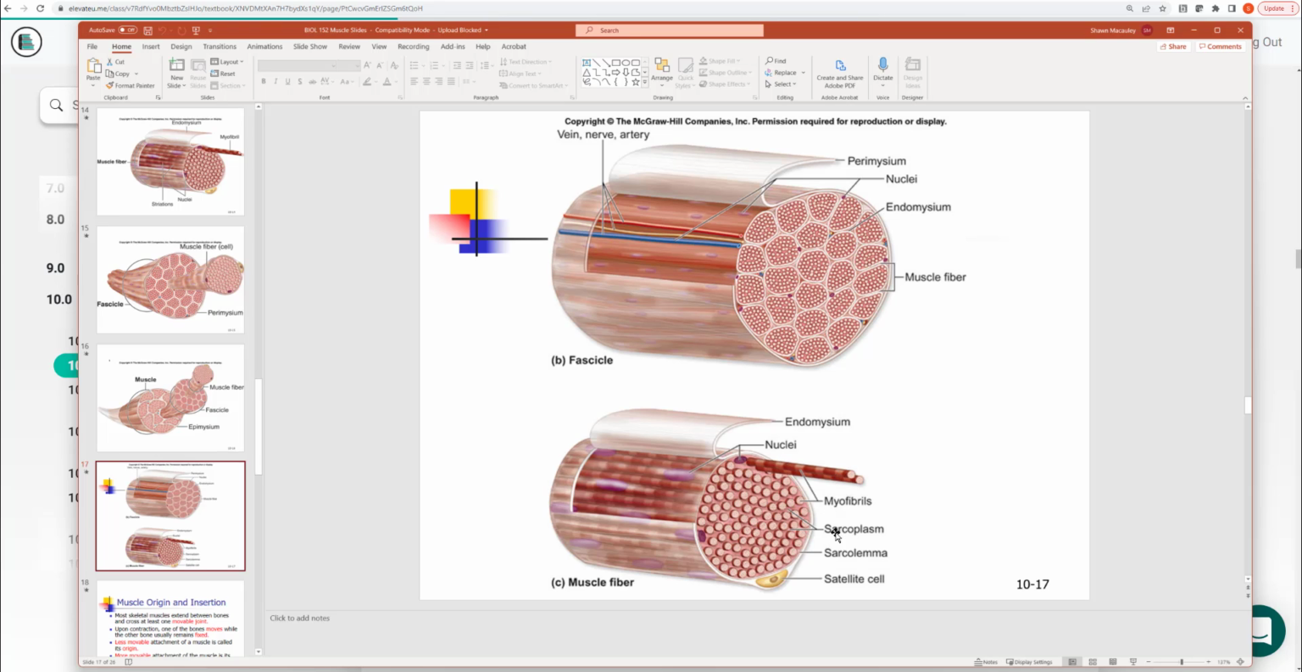It also lists sarcoplasm. Again, that's the cytoplasm of a muscle cell. And it also says sarcolemma, which is the outside layer, the cell membrane of a muscle cell. And then finally, that satellite cell is labeled in this picture. Satellite cells are the stem cells that can help to regenerate damaged skeletal muscle tissue.